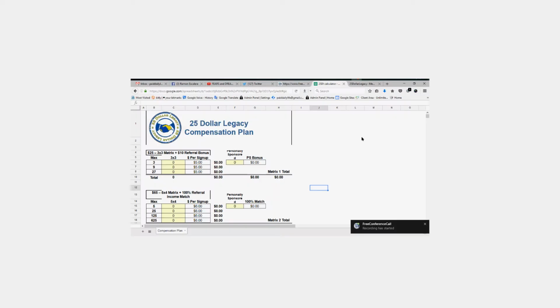Good morning, everyone. Today's the Show Me the Money of the $25 Legacy. If you have a goal in mind of how much money you would like to make inside of the Legacy, this calculator everyone has access to. Everyone inside of the Legacy and those in our Facebook group.